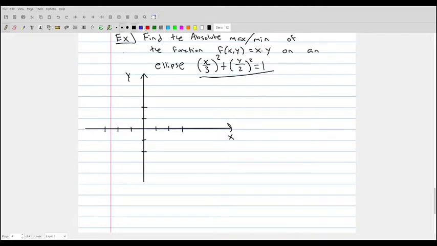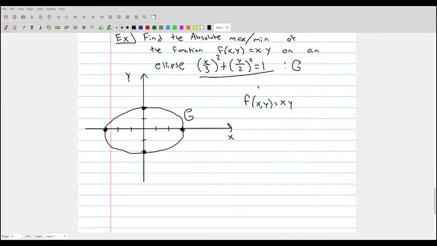So what I'll do is I'll draw the domain that we're optimizing over in black, and this ellipse is the ellipse that stretches 3 in the x direction and 2 in the y direction. So it looks like this. Sometimes we call this a curve C, just for short, to describe this curve. And then for the function f of x, y equals x times y, I'll draw the level curves of that in red.